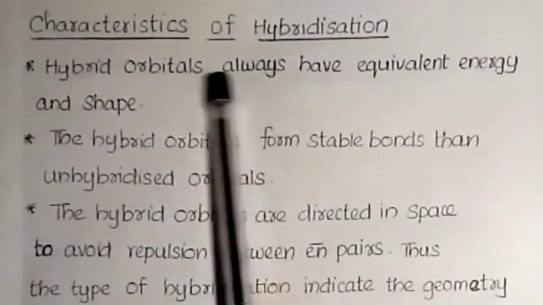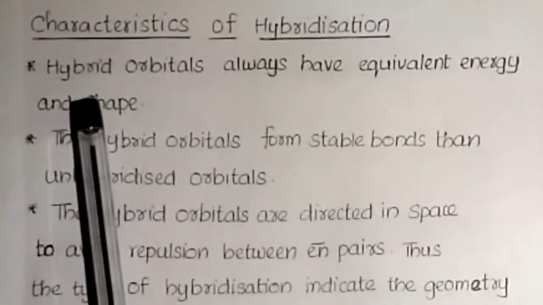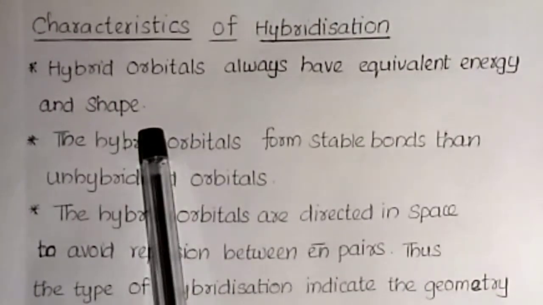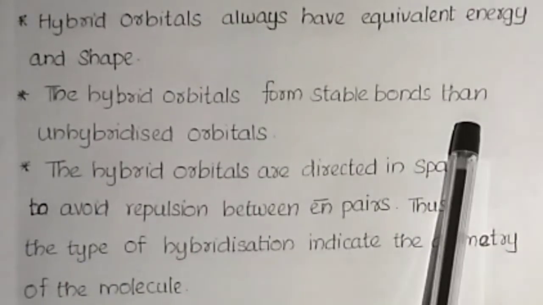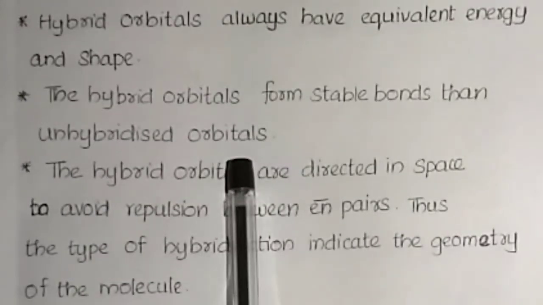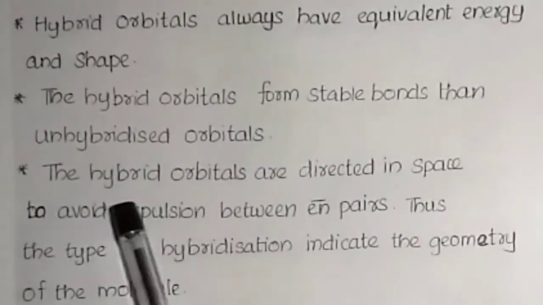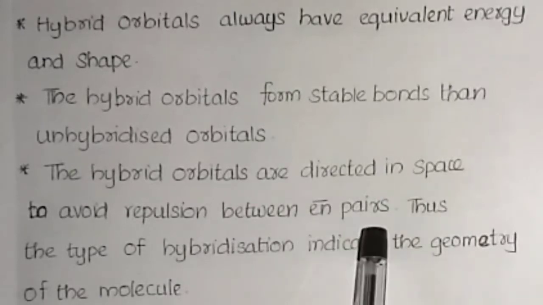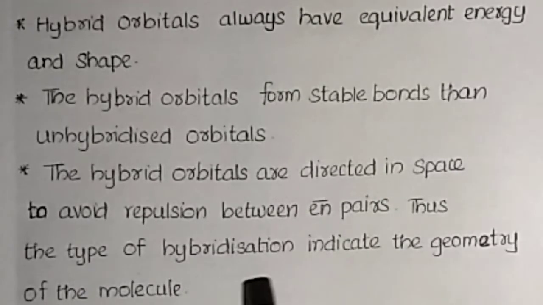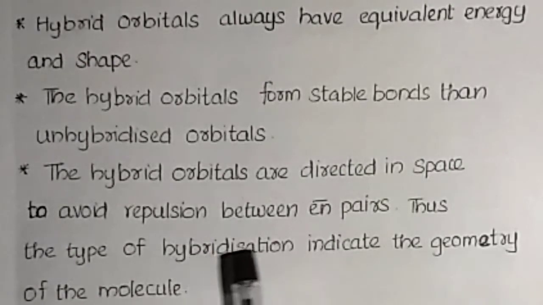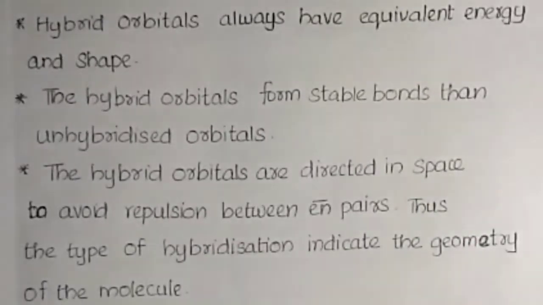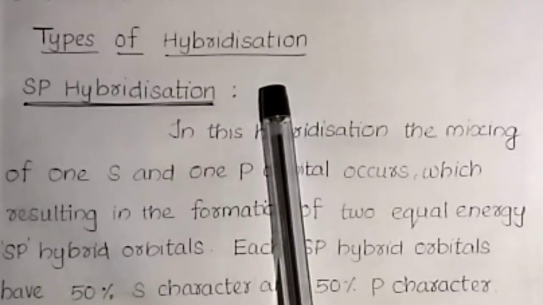Then the characteristics of hybridization. First, hybrid orbitals always have equivalent energy and shape. Hybrid orbitals form more stable bonds than unhybridized orbitals. Next, the hybrid orbitals are directed in space to avoid repulsion between the electron pairs. Thus, the type of hybridization indicates the geometry of the molecule. So, if we know the hybridization, then we can identify the shape of the molecule. Then the types of hybridization.